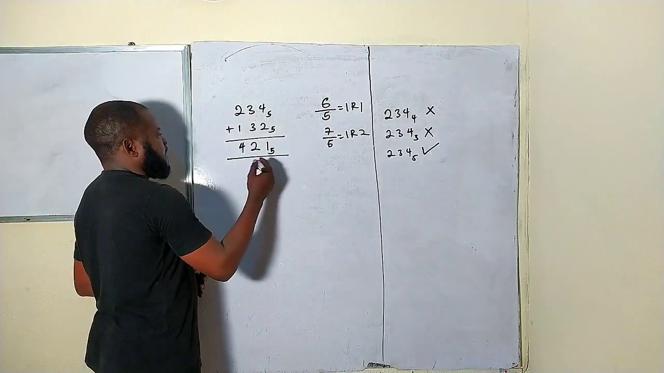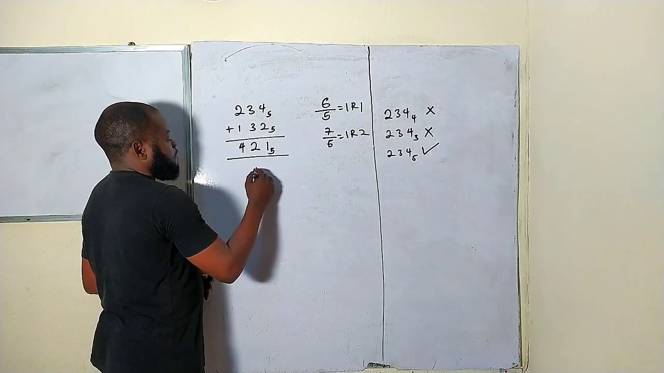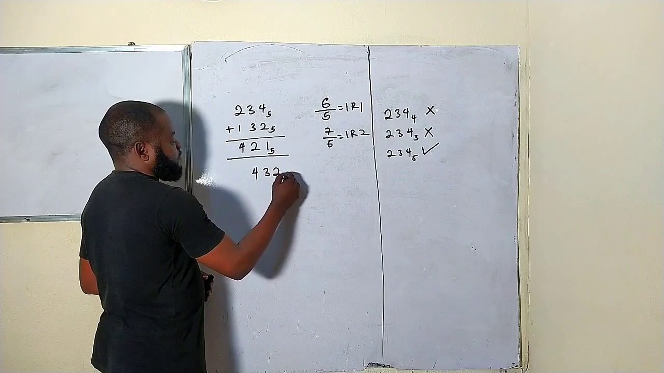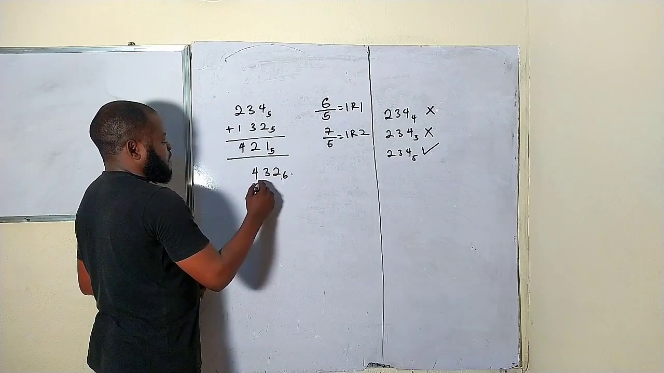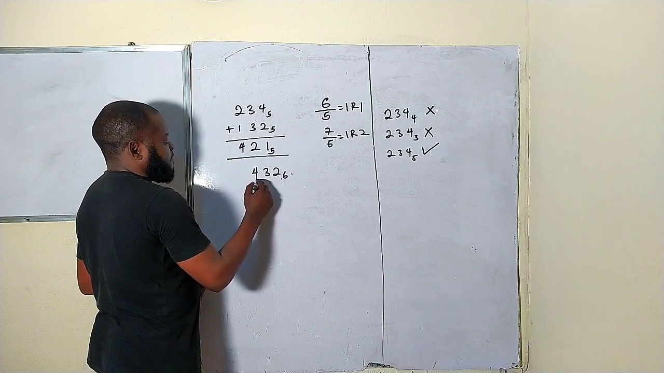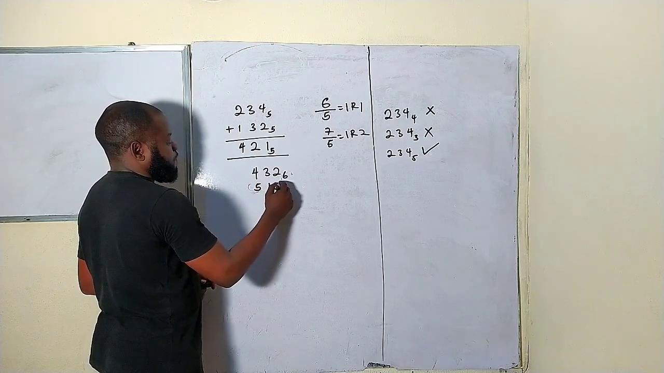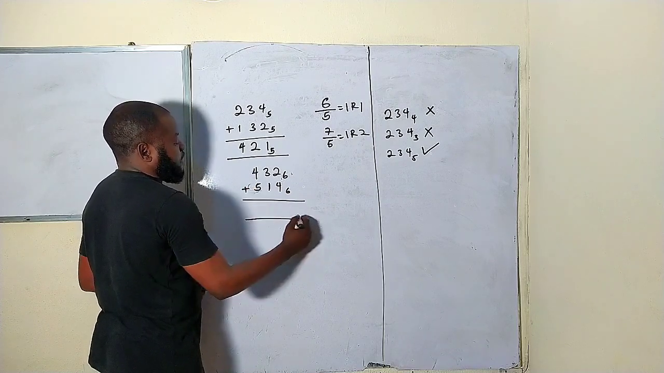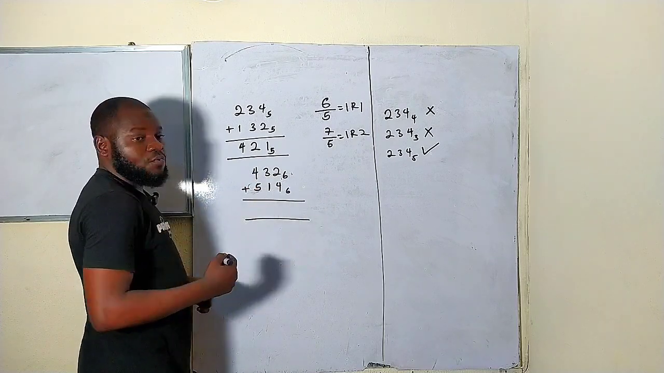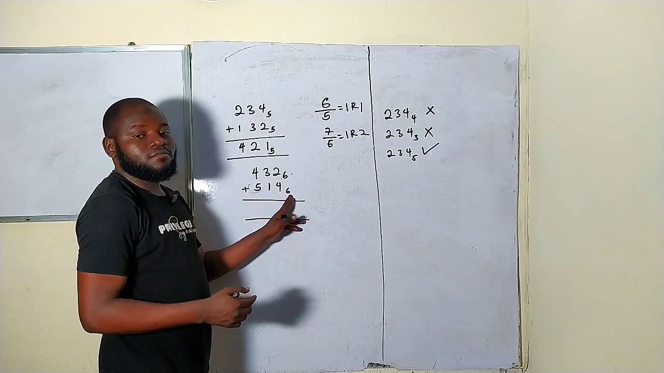Let's take for instance that I have a number like 4, 3, 2 in base 6 this time around, and I add 5, 1, 4 in base 6 also. So let's add these 2 numbers together. So 2 plus 4 will give us 6. 6 is also the base.